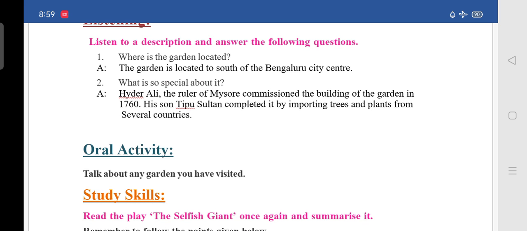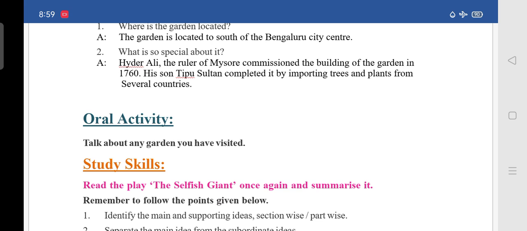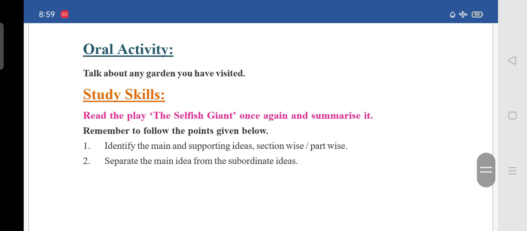Now there is an oral activity for you. Talk about any garden you have visited. So what you do is you write about any garden which you have visited. Okay, this is the homework for you. I want you to write about any one garden which you have visited, and you have to send them to me.